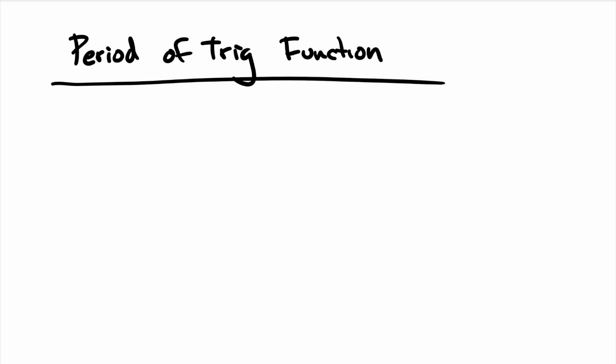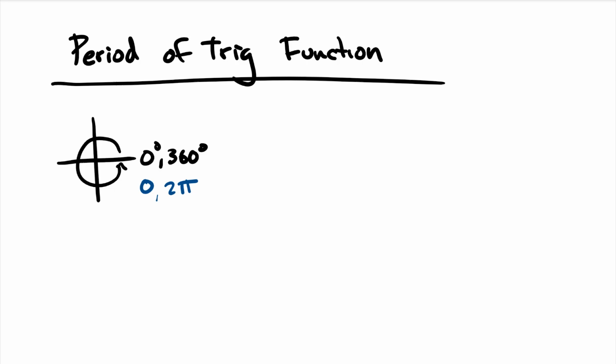Did you know that when you spin around in a circle, you end up back where you started? The unit circle. It takes 360 degrees to spin around, doesn't it? Or, oh, I'm sorry, I wrote that wrong. 0 and 2 pi, right? Those are the same things.